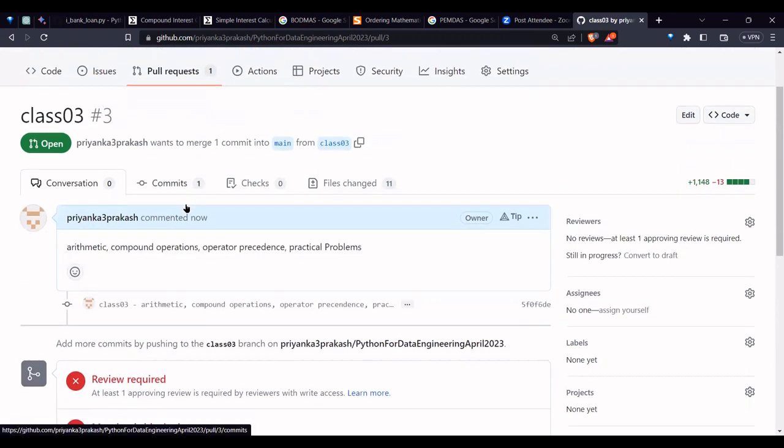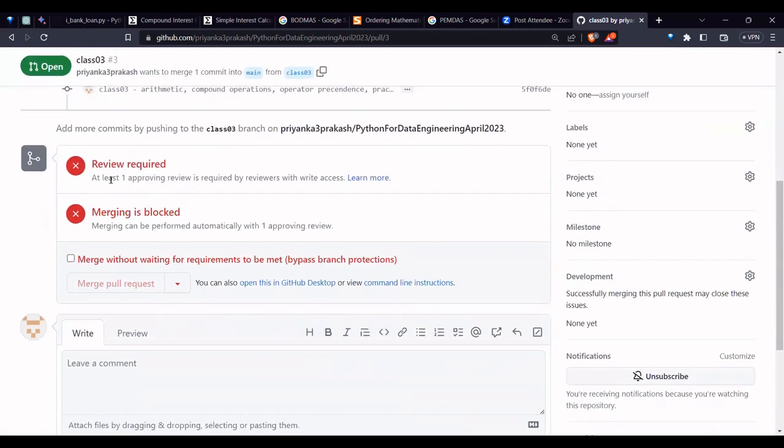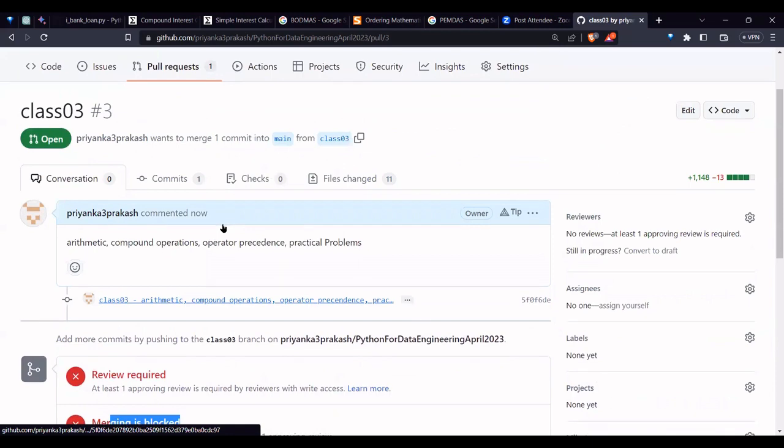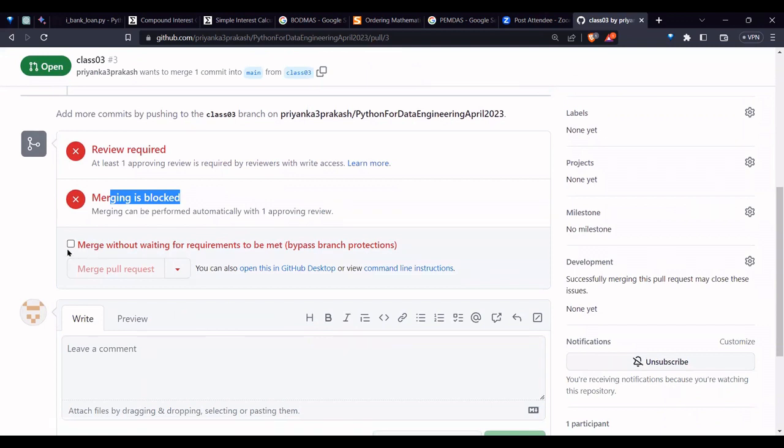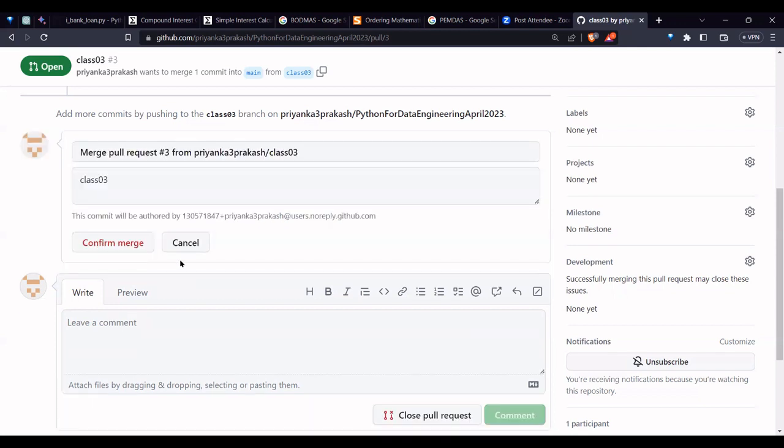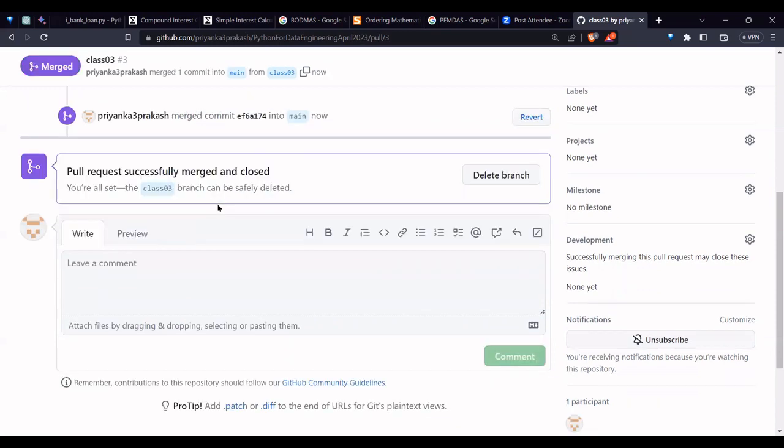So I gave a pull request. It is saying that at least one approval is required from reviewers. Merging is blocked because I assigned a rule that no one can directly merge to the main branch. I selected merge without waiting for requirements to be met. Because I am the owner, I can do this. You all cannot do directly to the main branch. To avoid that, I did it like this. Now, if I do merge pull request, the code will go there. And if I say confirm merge, it will merge the code.